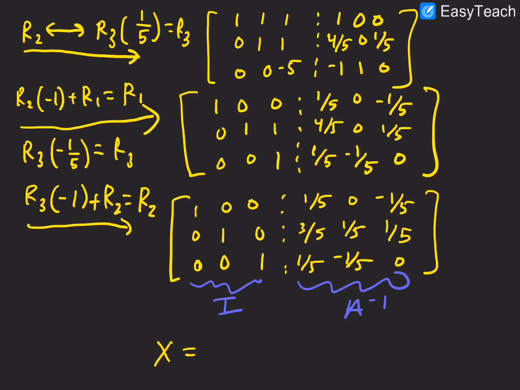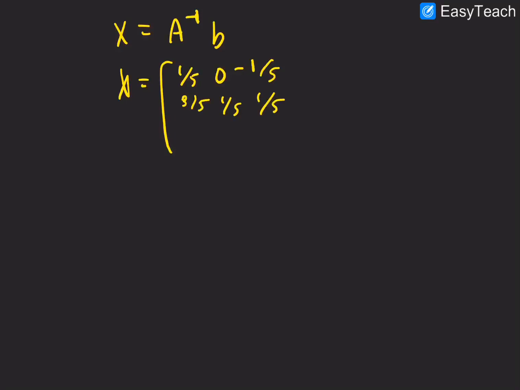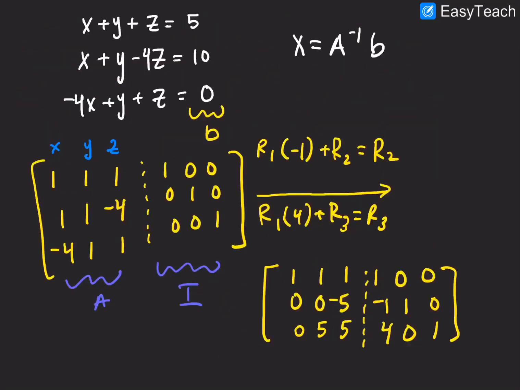Well, again, we just wanted to plug this into this formula to find our X matrix. And we can go ahead and do that now. X equals A inverse times B. X is equal to 1/5, 0, 1, negative 1/5, 3/5, 1/5, 1/5, 1/5, negative 1/5, 0, times 5, 10, 0. And 5, 10, and 0 were our constants. Yeah, here we have 5, 10, and 0. So that's our B.